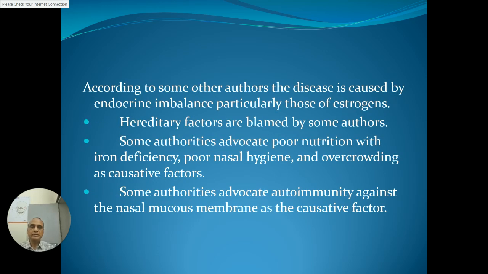According to some other authors, the disease is caused by endocrine imbalance, particularly of estrogens. Hereditary factors are blamed by some other authors. Some authorities advocate poor nutrition with iron deficiency, poor nasal hygiene, and overcrowding as causative factors. Some authorities advocate autoimmunity against the nasal mucous membrane as a causative factor.